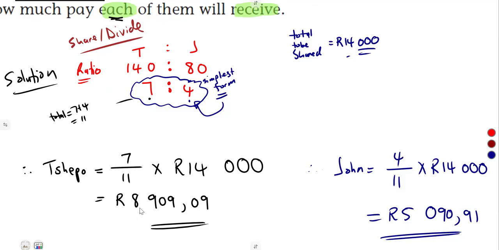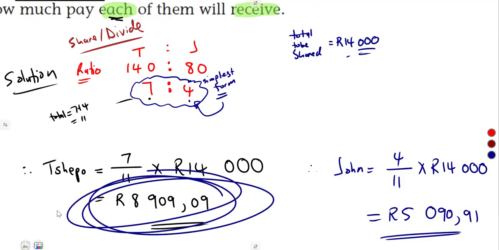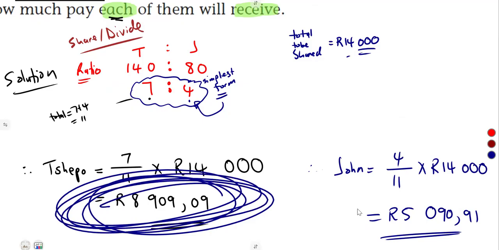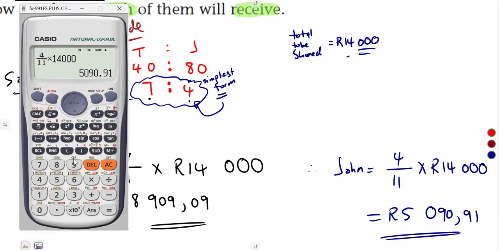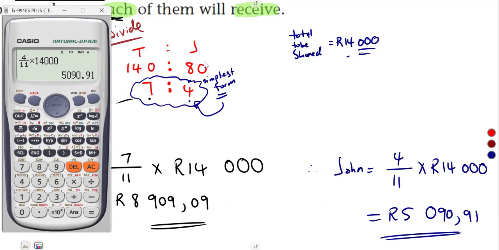14,000 rand in the ratio 140 to 80 according to the number of hours they worked. So like I said, if I take this share for Tsepo and I add John's, I'm supposed to obtain the total they shared, 14,000.